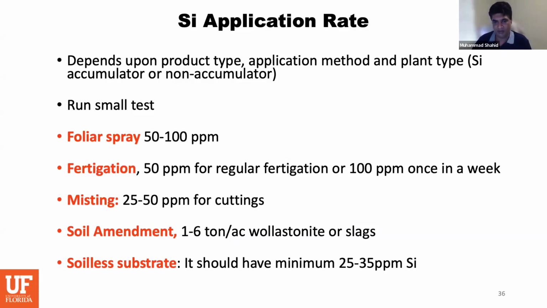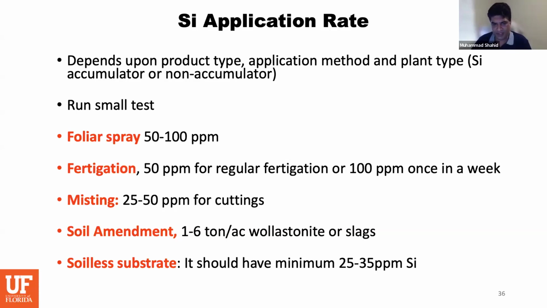As a general rule, if you're going to apply foliar application, 50 to 100 parts per million is sufficient. For fertigation, 50 parts per million for regular fertigation and 100 parts per million once a week. If you want to do misting, 20 to 50 parts per million. For soil amendment, 1 to 6 tons per acre of wollastonite or whatever source you are going to use. But one thing is very important in soil amendment: whenever you add silicon-based fertilizer, it enhances the pH. So you have to consider that and then decide the quantity to add in the soil mix.